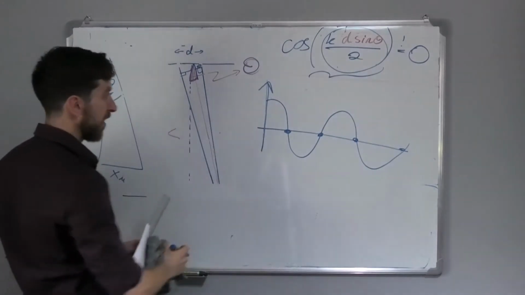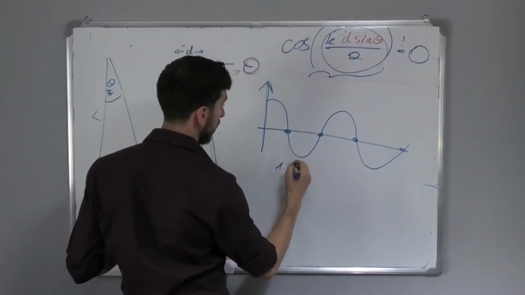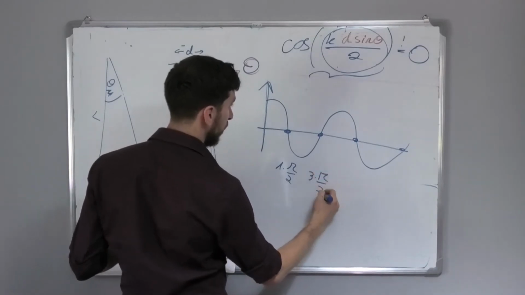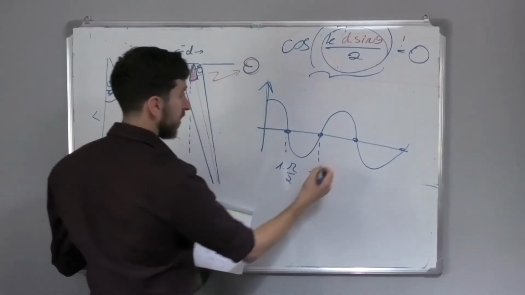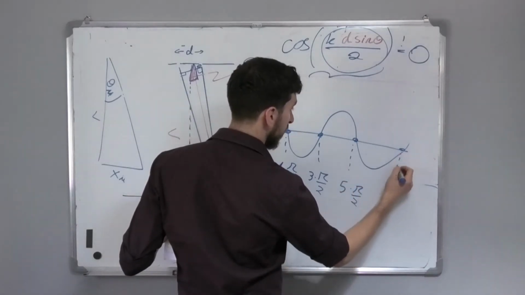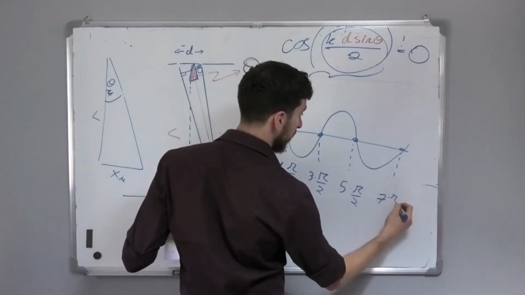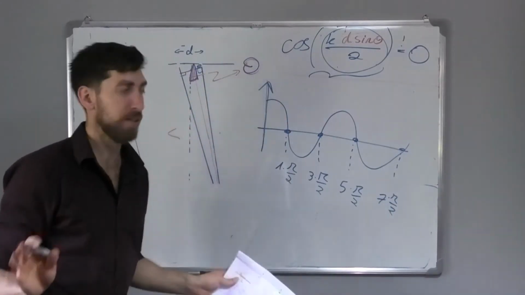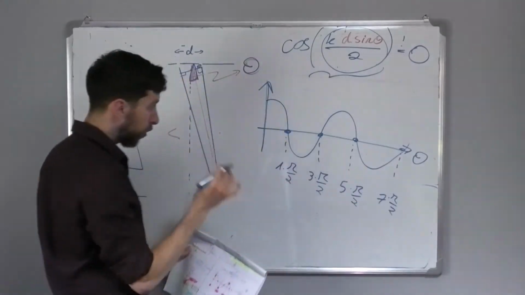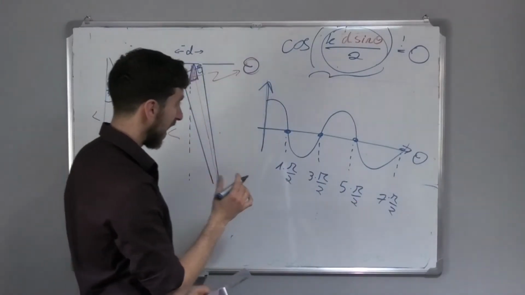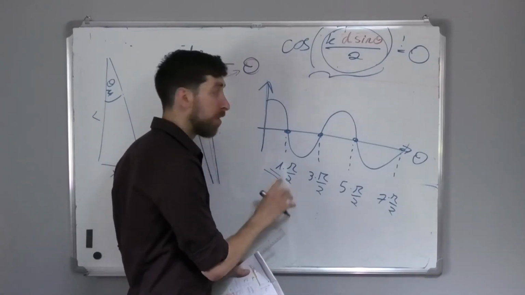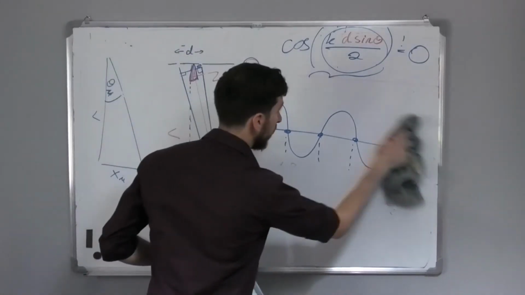So where this is happening, this is happening at 1 multiplied by pi over 2. This happens at 3 multiplied by pi over 2. This location is at 5 multiplied by pi over 2. And this location is 7 multiplied by pi over 2. Okay, I got the pattern. So the angle, this theta, should be an odd number multiplied by pi over 2. That's what I need to do. Okay, so let's do it.